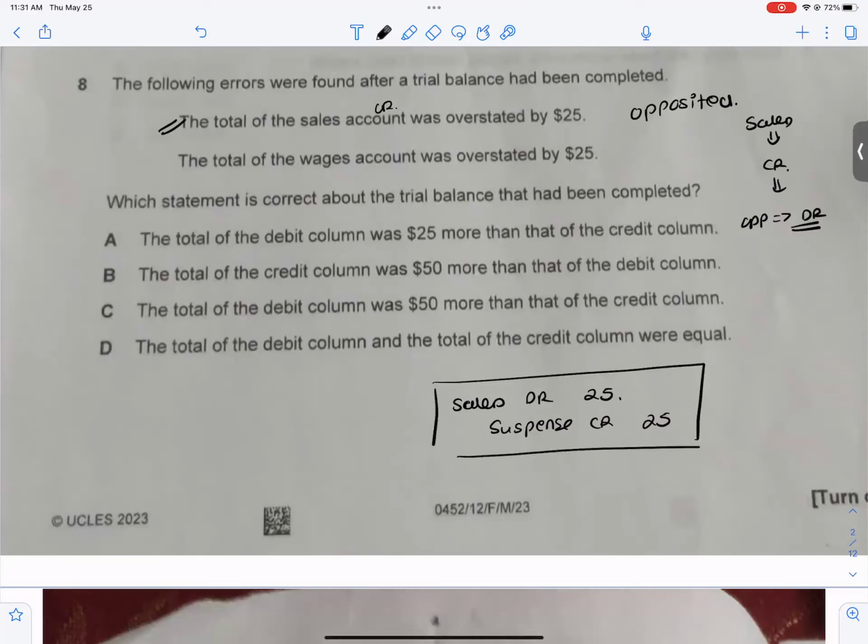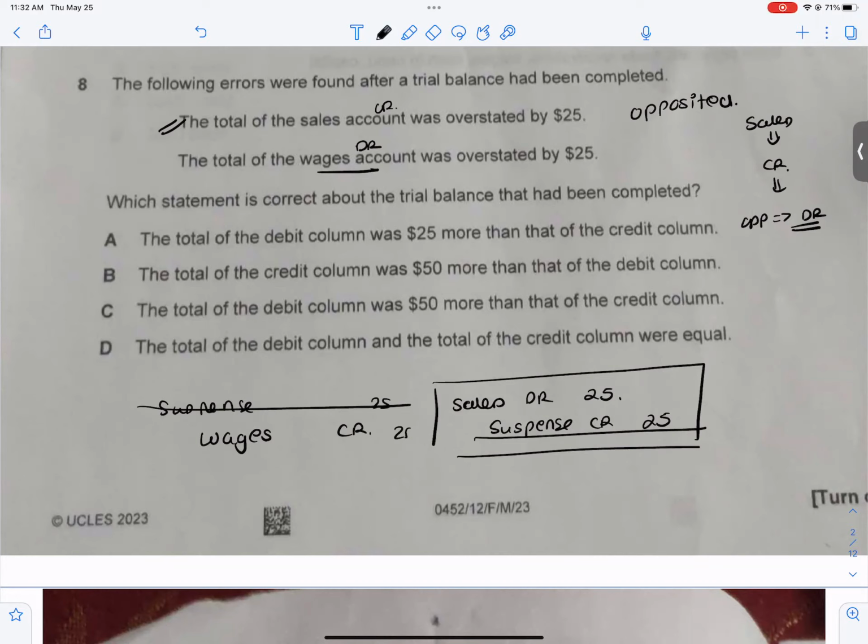The second thing is the total of the wages account was overstated by 25. So wages is an expense, and expenses are debit. So in this one, it will be wages credit, suspense debit, 25. So suspense wipes off. Will there be any difference in the trial balance? No, because they are compensating each other.